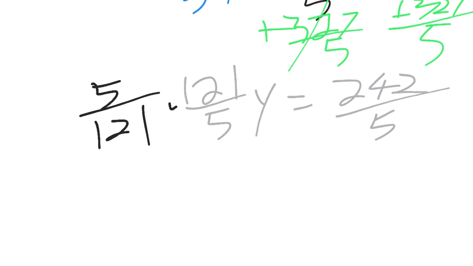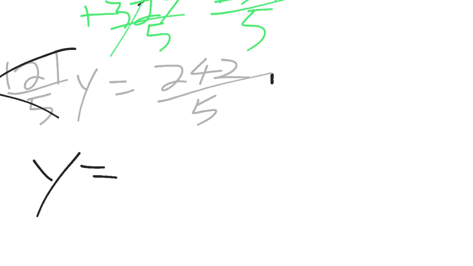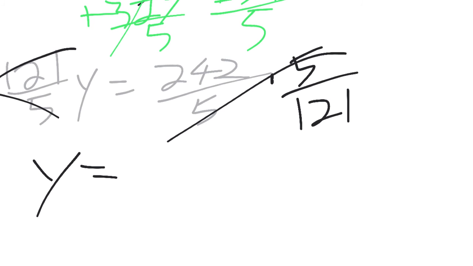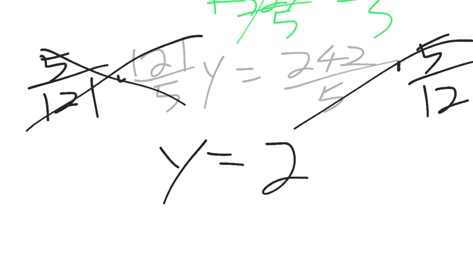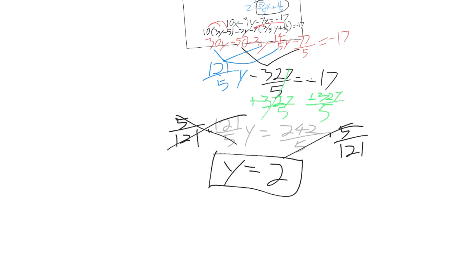If I multiply this by 5 over 121, you see it's going to be dividing 121 over 121, which would cancel, and 5 over 5 cancels. Anything divided by itself is 1. So we're left with 1y when we do that. And then what we do to one side, we have to do to the other. So multiplying this by 5 over 121, again, these 5s are going to cancel, and 242 divided by 121 is just 2. Okay? So yes, all that work with the fractions just to get a normal number like 2.